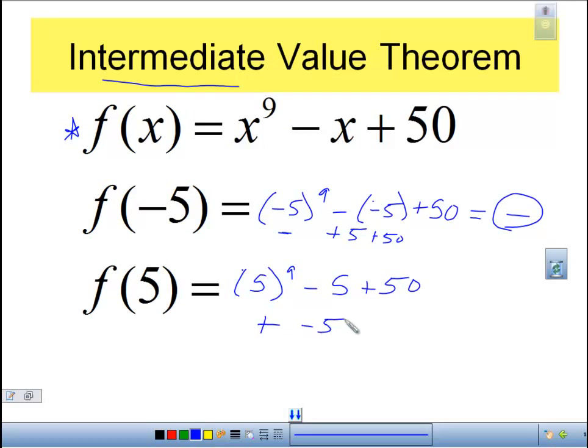Even if I subtract 5 by adding 50, these are really insignificant here. 5 to the 9th is a pretty big value. So I know that when I add up all these terms, it's going to give me a value that's positive. All right, so here's what's most important.